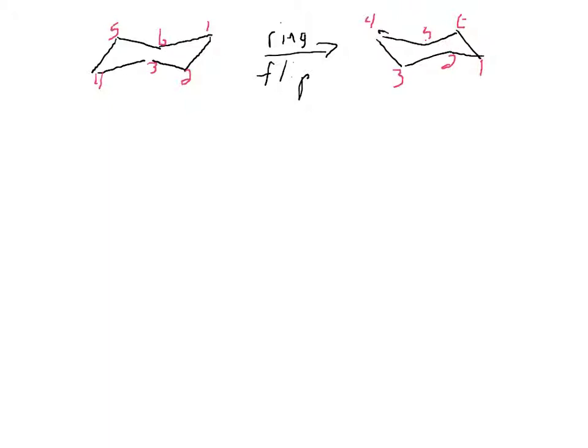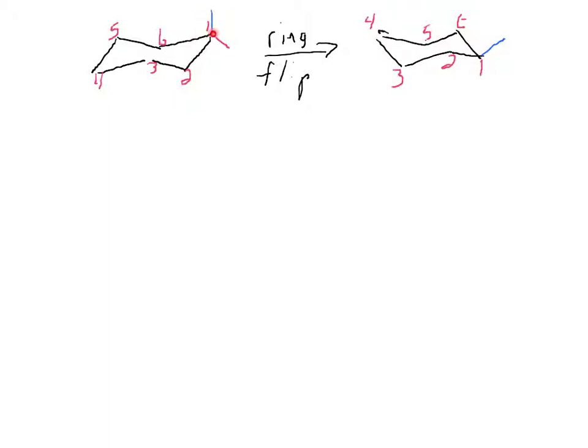So let's just look. So we draw a blue line for the axial and a red line for the equatorial. The blue line, we'll all agree, is on the top of the ring. And the red line, we can agree, is going on the bottom of the ring. So on carbon 1, the blue line was going up. What position is it going to be in carbon 1? Axial or equatorial? It was axial. After the ring flip, it's going to be equatorial, but still on the top of the ring.